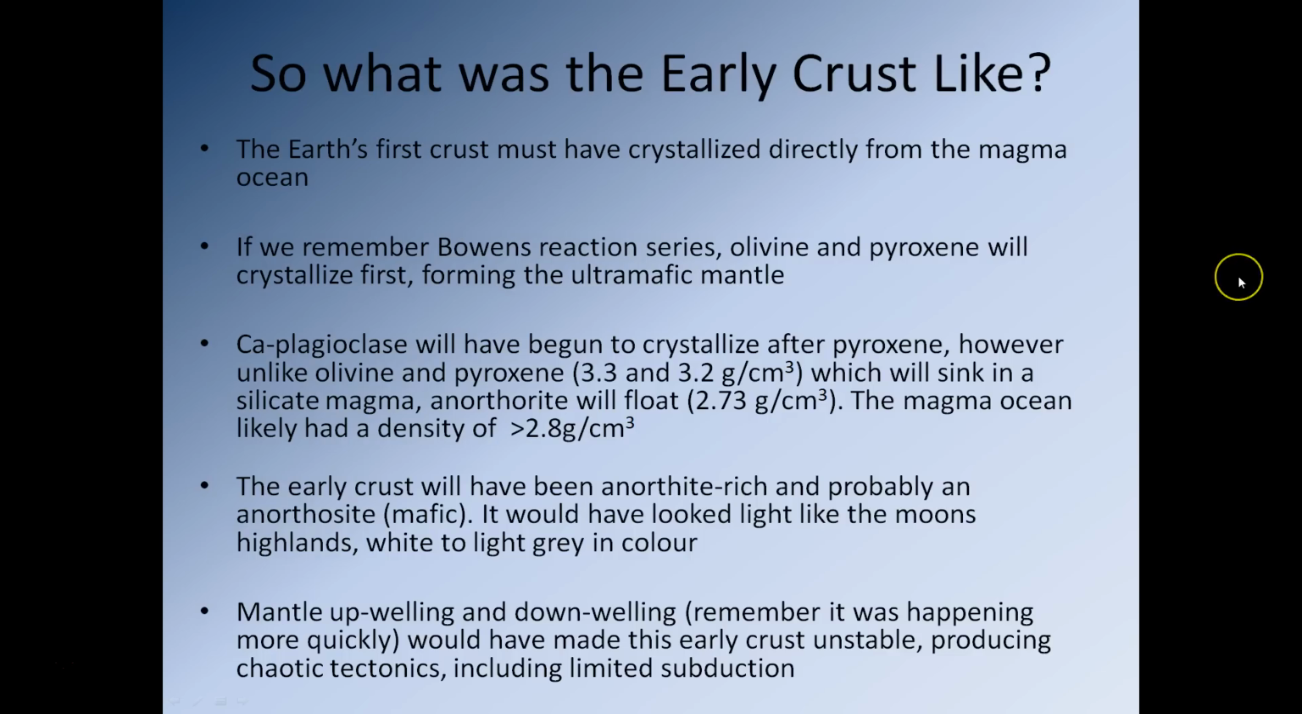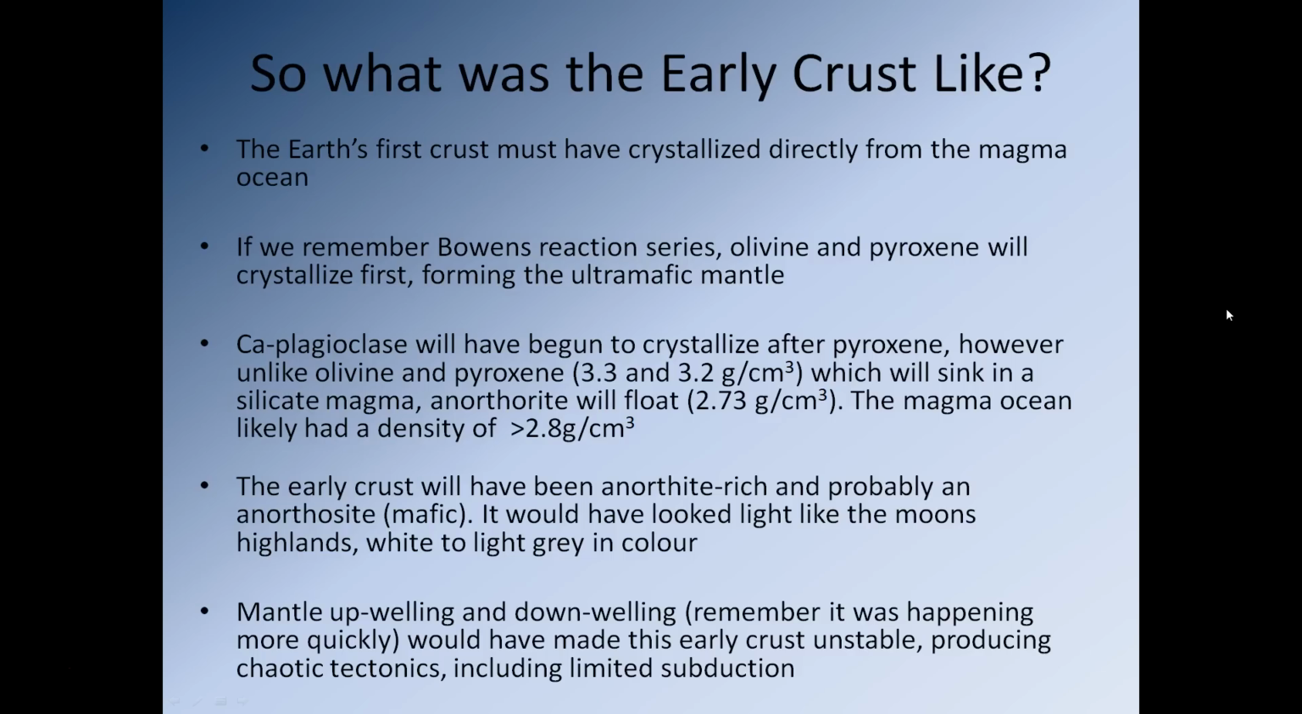After olivine and pyroxene, the third mineral that would have crystallized would have been calcium plagioclase feldspar. Now, this is pretty important. The magma ocean had a density of about 2.8 grams per centimeter cubed. In the case of olivine and pyroxene, they have densities of 3.3 and 3.2 grams per centimeter cubed. They weigh more. So when a big crystal of olivine formed, it would naturally sink because it was heavier than the surrounding magma in which it was sitting, or should I say floating. Same with a crystal of pyroxene.